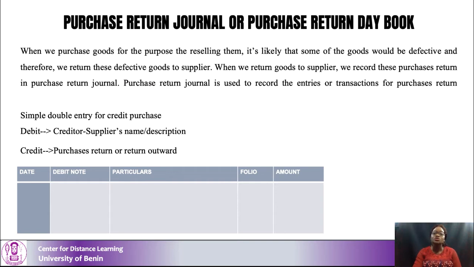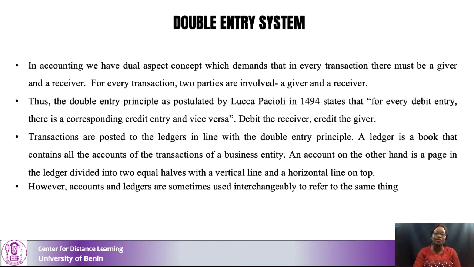Purchase return journal is used to capture goods that we take out of our business which we initially purchased. So we can also call them return outwards. The accounting entry for this is to debit the creditor and to credit the purchases return or the return outward. When we debit the creditor, it actually reduces what we are owing them. And if you look at your modules, you see a format of what it looks like. You see that it has a date, a column for debit note, then the particulars, which is the information or the details that you are recording, the folio, then the amount.